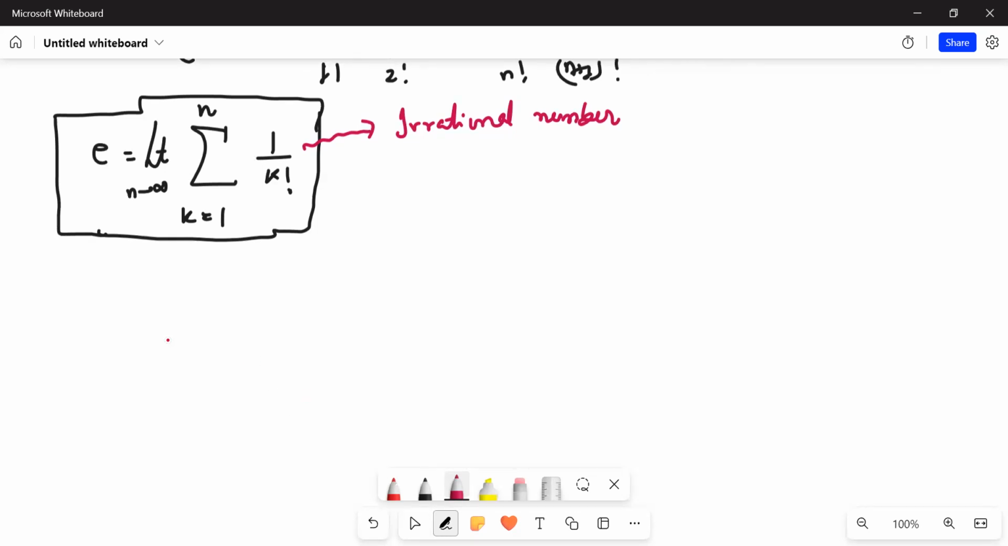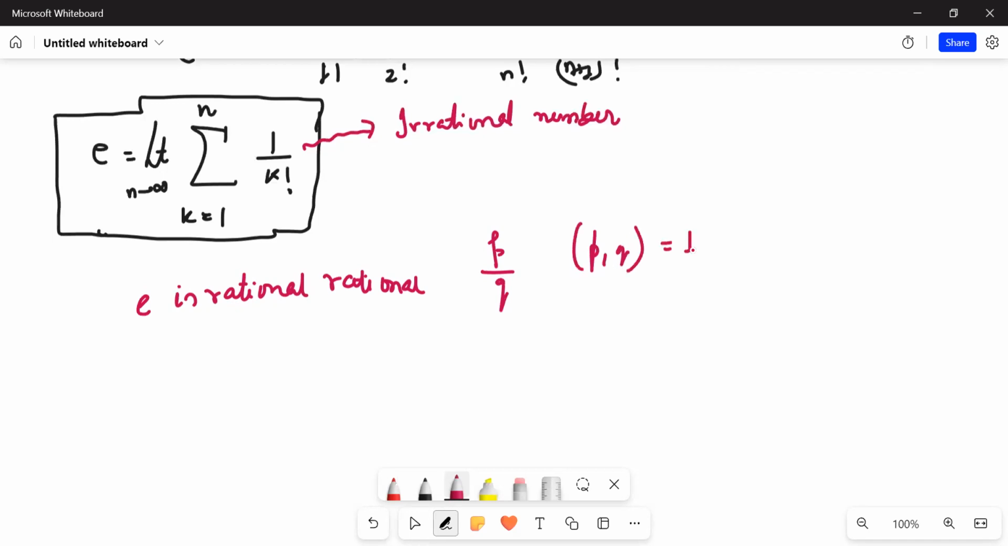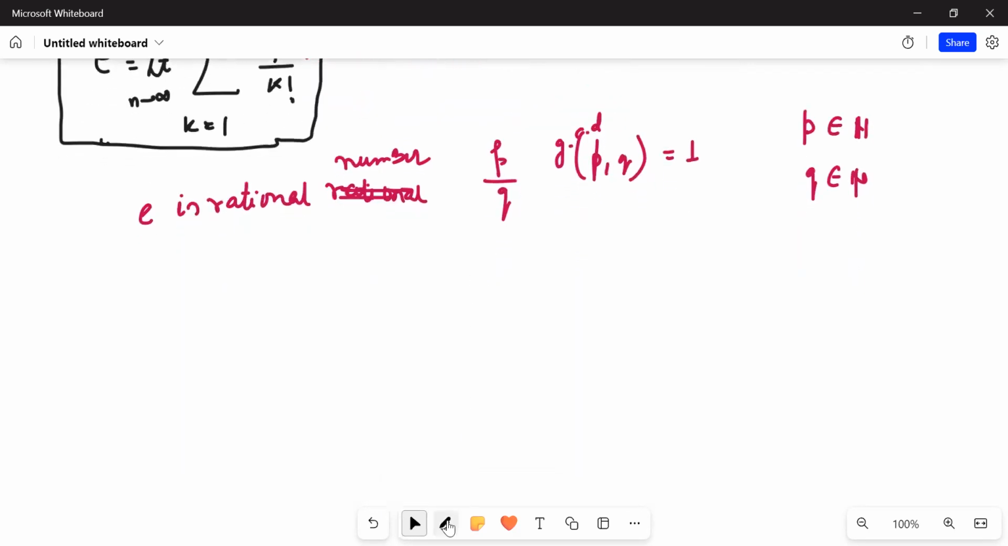So let us consider that this e is a rational number. Let's say it is equal to P upon Q, where P and Q are reduced to the lowest terms, that is, the GCD of P and Q is equal to 1. Here P belongs to the set of natural numbers, and Q also belongs to the set of natural numbers. By rational number, I mean it can be expressed in the form of P by Q.